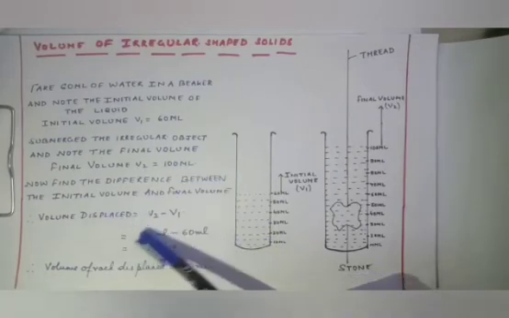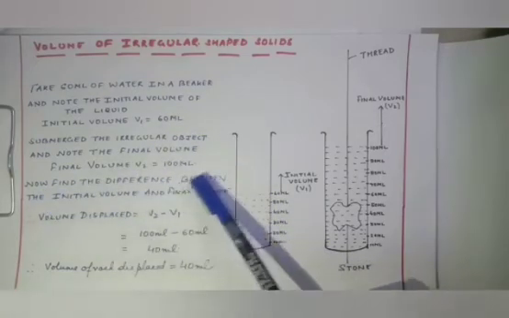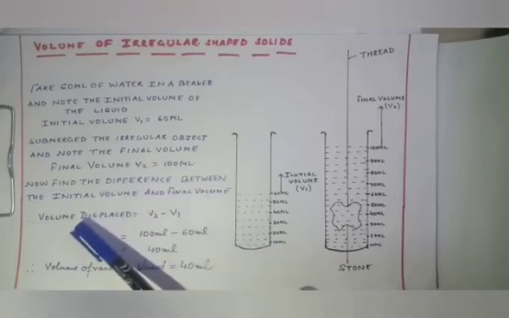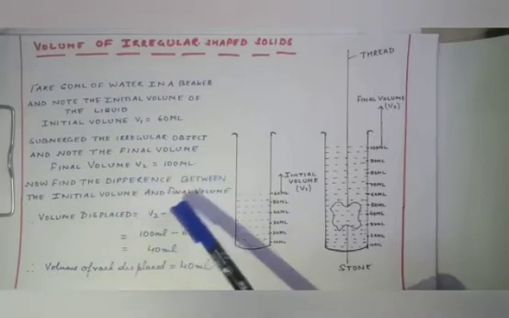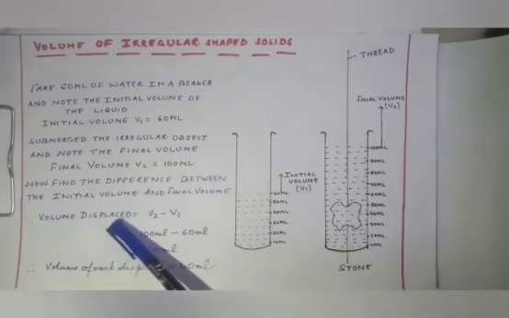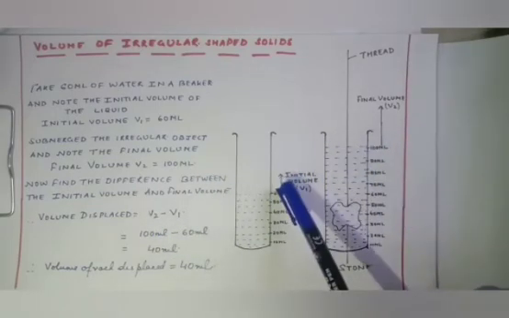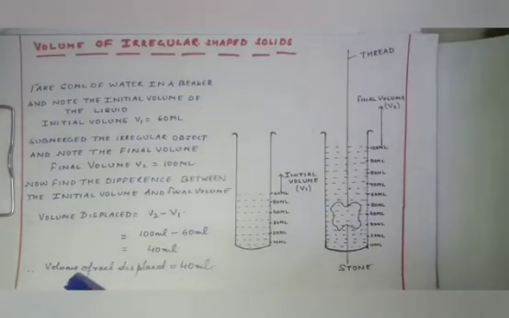Now I have to find out the volume of the stone. So how am I going to find it? Find the difference between the initial volume and the final volume. Initial volume is V1 and final volume is V2. Therefore volume displaced is equal to V2 minus V1. V2 is 100 ml and V1 is 60 ml. We subtract it, and it will come to 40 ml. Therefore the volume of the rock displaced is equal to 40 ml. I hope it is clear to everyone.